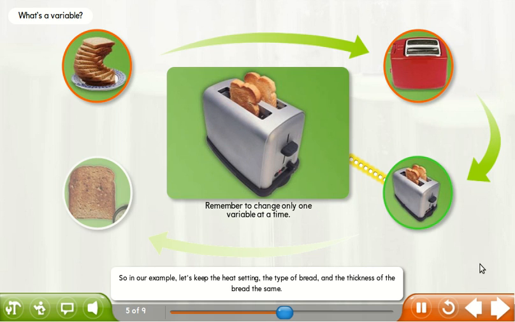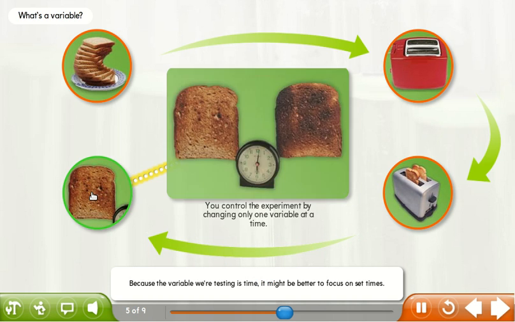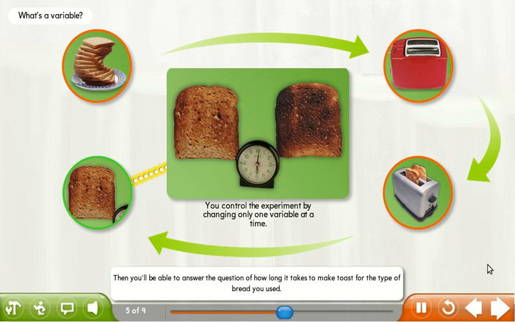So in our example, let's keep the heat setting, the type of bread, and the thickness of the bread the same. Because the variable we're testing is time, it might be better to focus on set times. Set the timer for 20 seconds, 40 seconds, and 60 seconds. See how your toast comes out after each trial. Then you'll be able to answer the question of how long it takes to make toast for the type of bread you used.